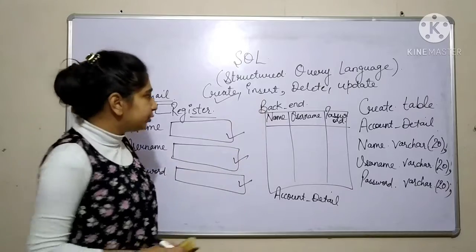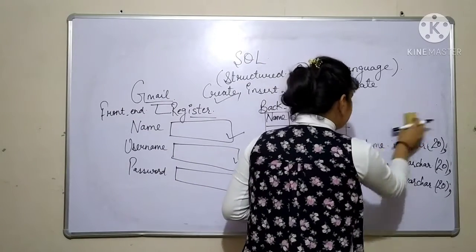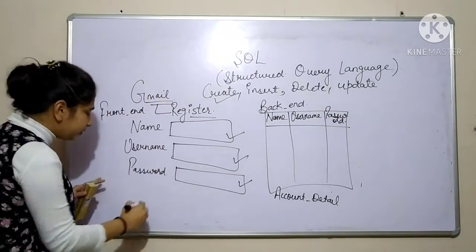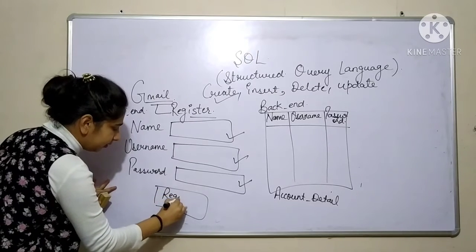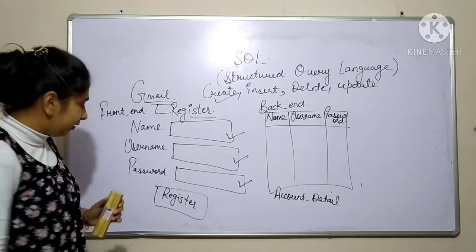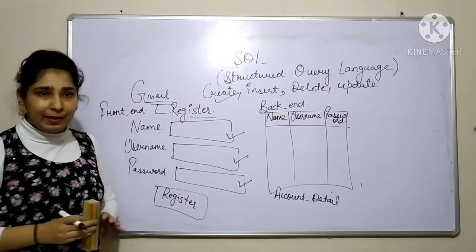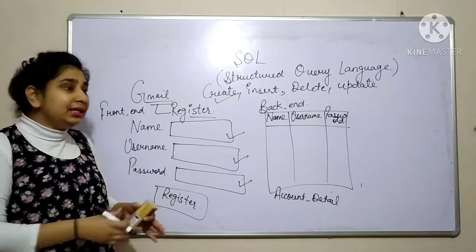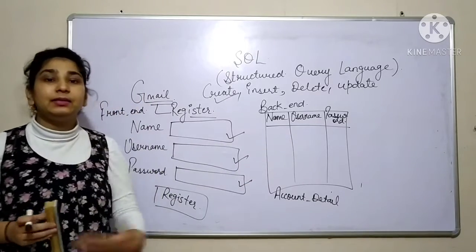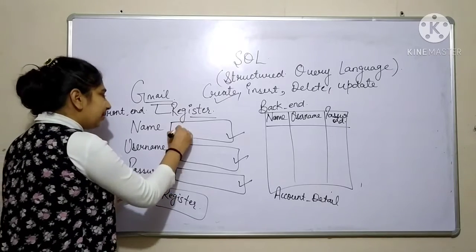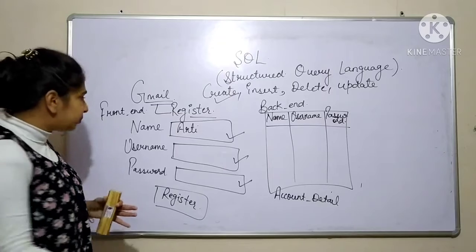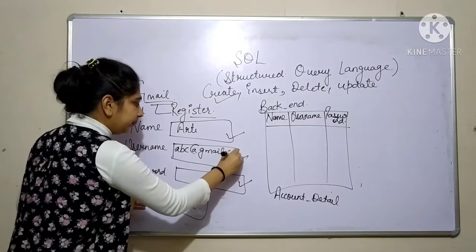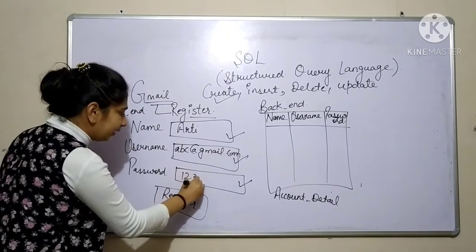Now, what I want to do, I want to perform the insert operation. Okay, what I want to do, I want to register. When you are registering yourself on Gmail, whatever information you are entering, all that information is getting stored in the backend, in the database. Okay, let's suppose my name is Aarti and let's suppose username is abc@gmail.com. Okay, let's suppose password is 1234.